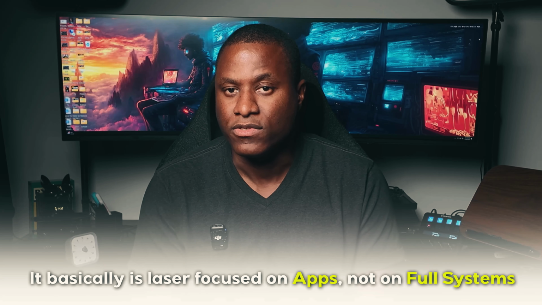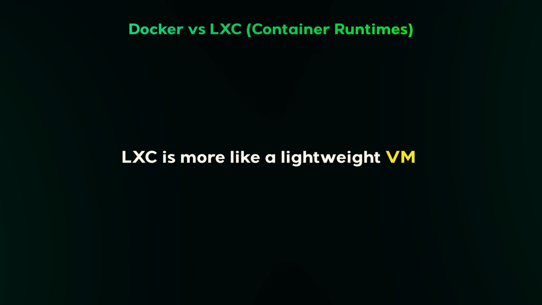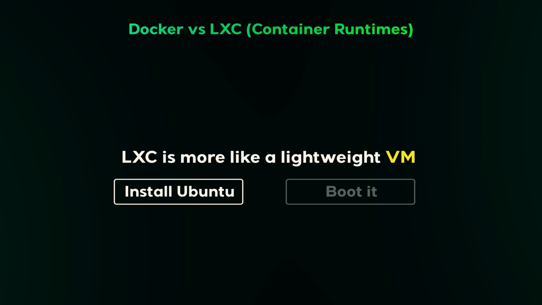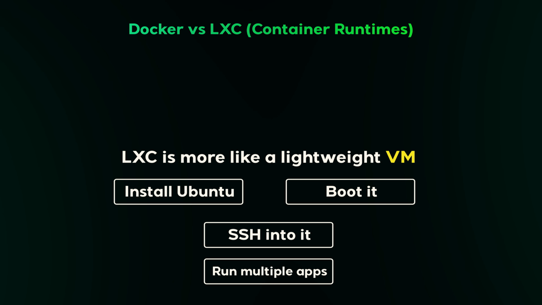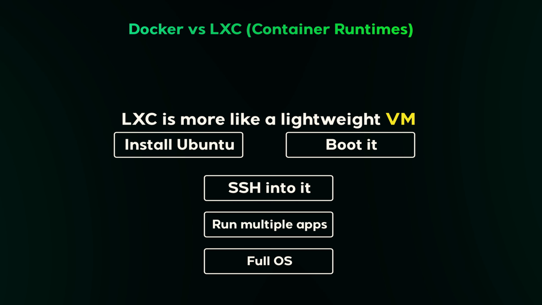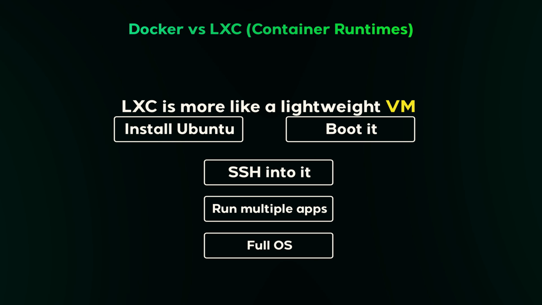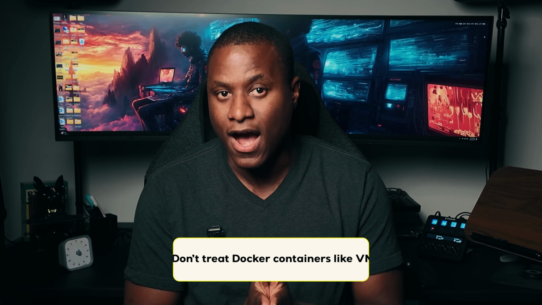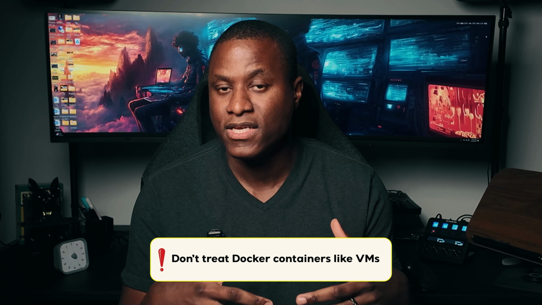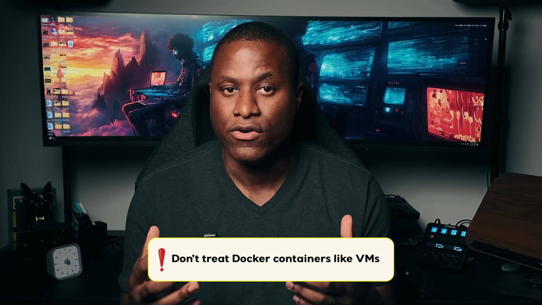not on full systems. LXC, on the other hand, is trying to be more like a lightweight VM, so you can install Ubuntu in it, you can boot it, you can SSH into it, you can run multiple apps on it, and you can treat it like a full OS. It's great for, let's say, system level use cases. The bottom line and my takeaway from diving into this is, don't treat Docker containers like VMs. They're not meant to run an entire OS, but with an LXC container, you can.